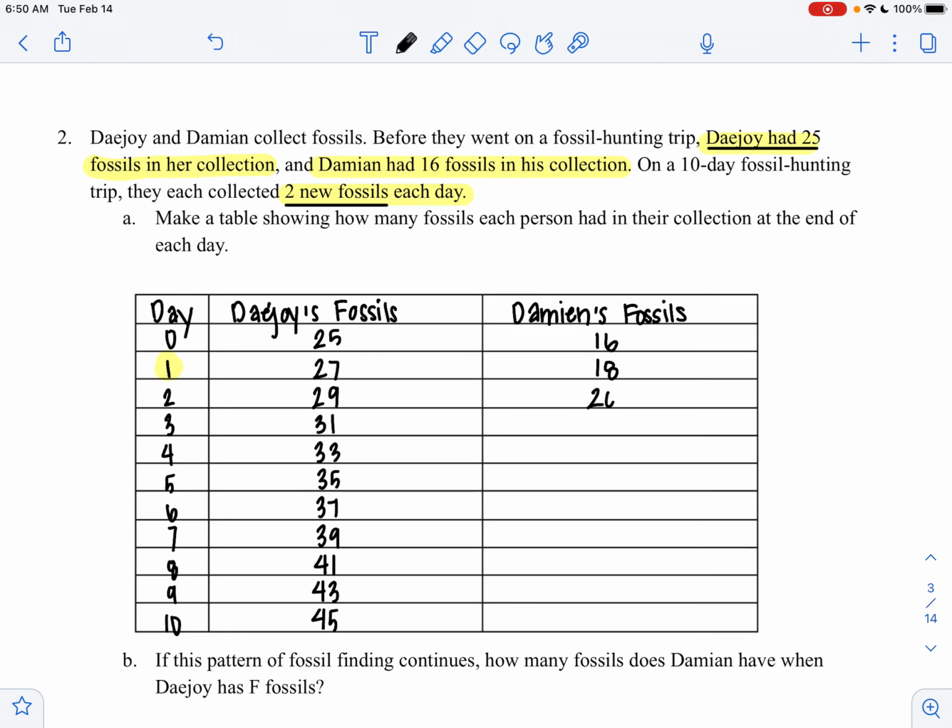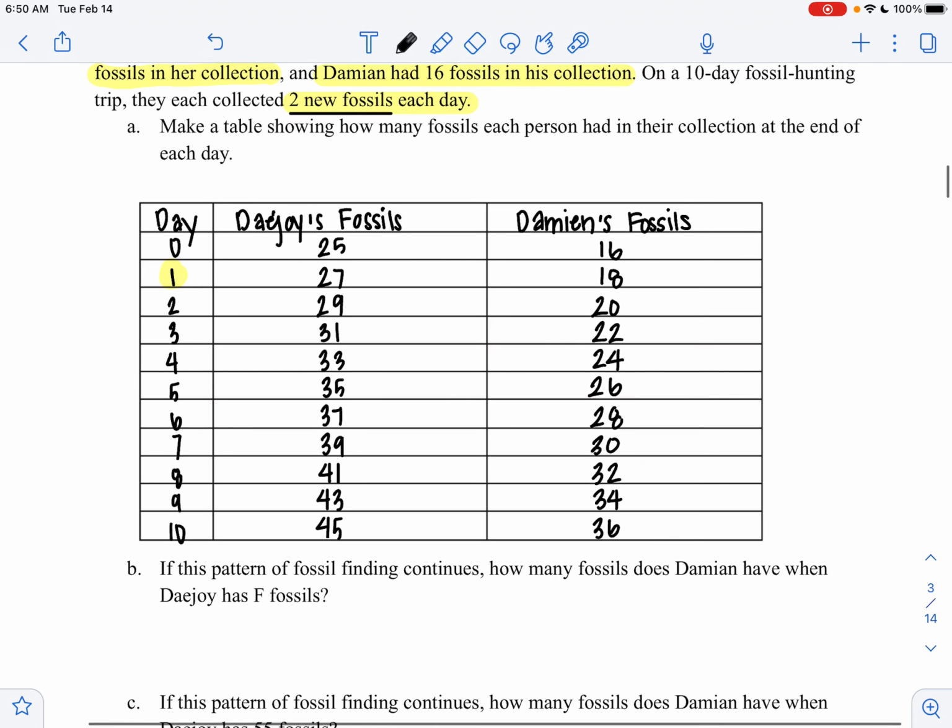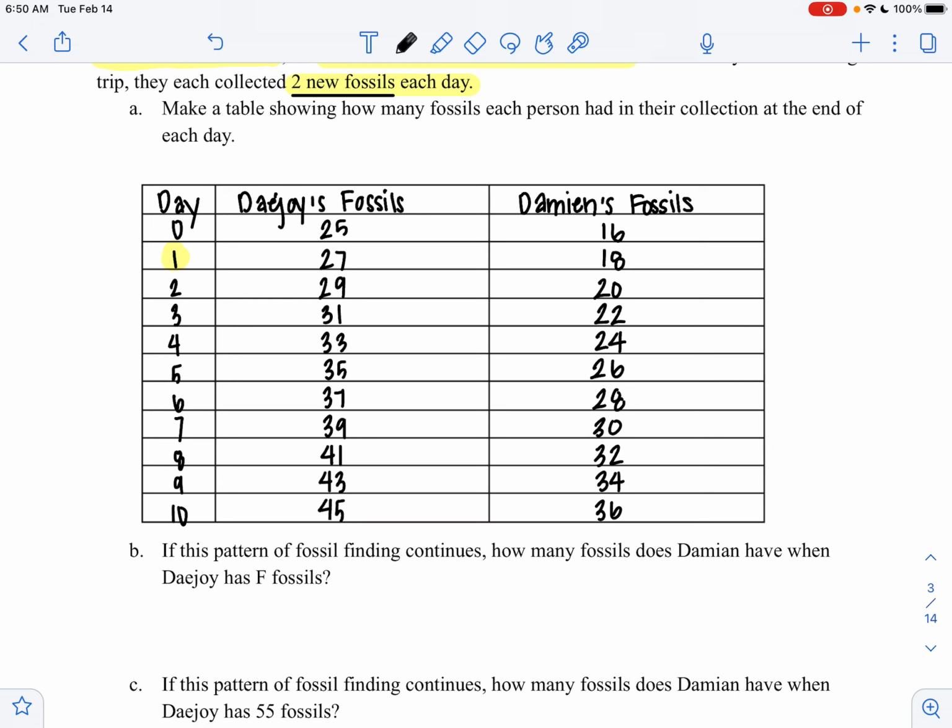We can do the same exact thing for Damien. So you notice that the pattern moving down the table is +2. And the reason is because every day of the trip, both people get 2 fossils. But question B asks us to identify a different pattern.